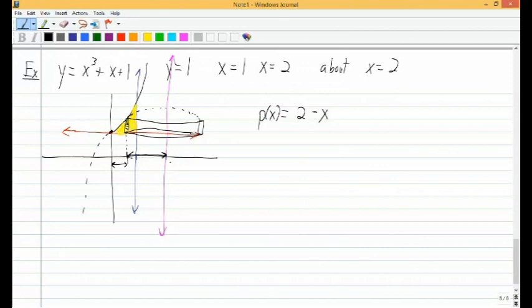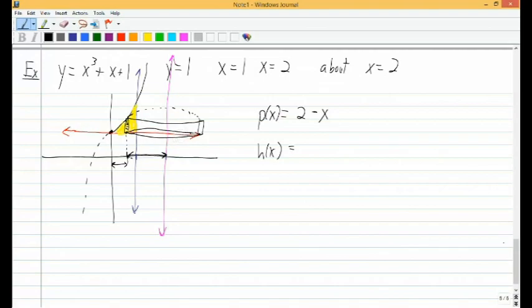Alright, the height of each rectangle, h of x. Alright, the bottom of the rectangle is not y equals 0, is it? The bottom of each rectangle is y equals what? 1. Everybody see that? Because remember, we bound this thing by y equals 1.